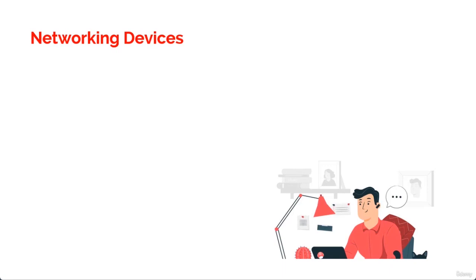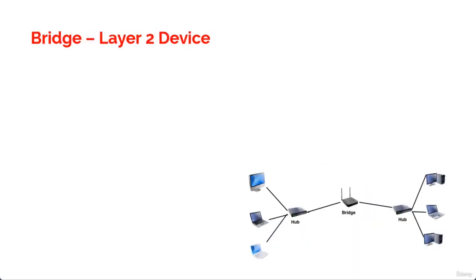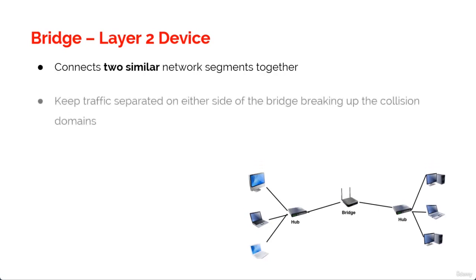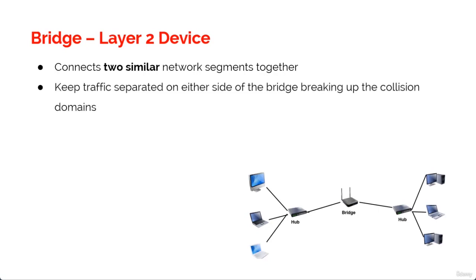In the last lecture, we talked about a hub which essentially connects different network segments together. But I also told you that a hub is a non-intelligent device, which means it transfers packets to all other devices. In this lecture, we are going to talk about a bridge. A bridge, specifically a transparent bridge, is a network device that connects two similar network segments together. Its primary function is to keep traffic separated on both sides of the bridge, breaking up the collision domains as you can see on the screen.